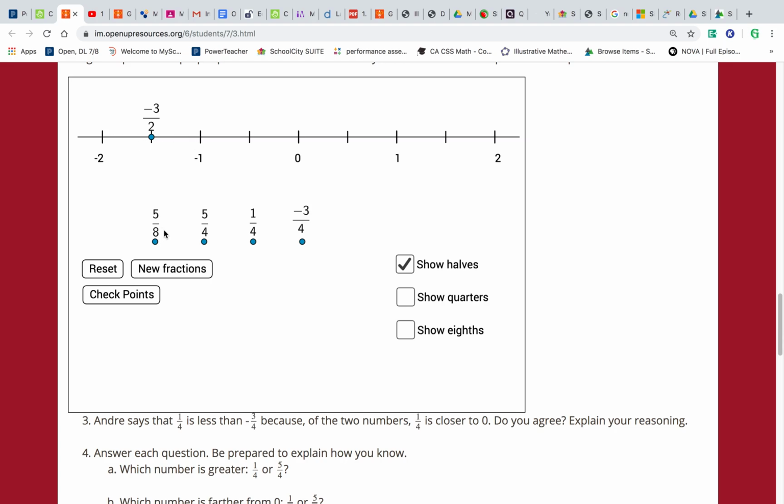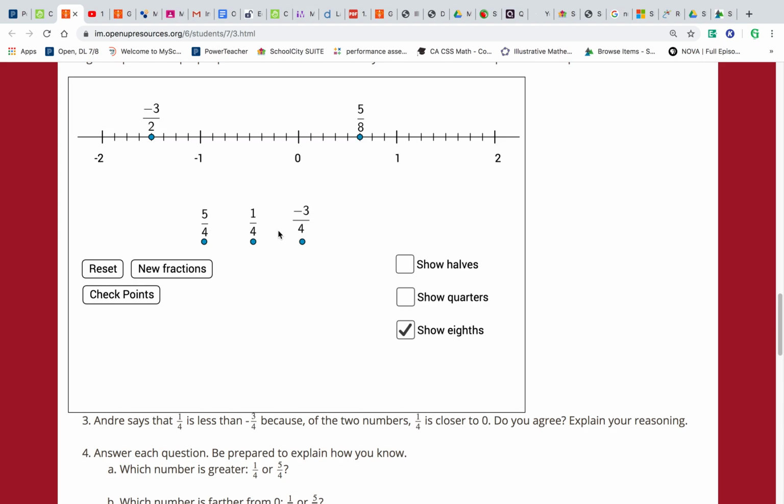Now, for the next one, for 5/8, we would need to have 8s on there if you were not sure where things go. So you click Show 8s. And let's find 5/8. 5/8 is less than 1, right? Because 8/8 would be 1. This is less than 1, but it's more than 0. So if we start at 0, we're going to go to the right because it's more than that. So 1, 2, 3, 4, 5.